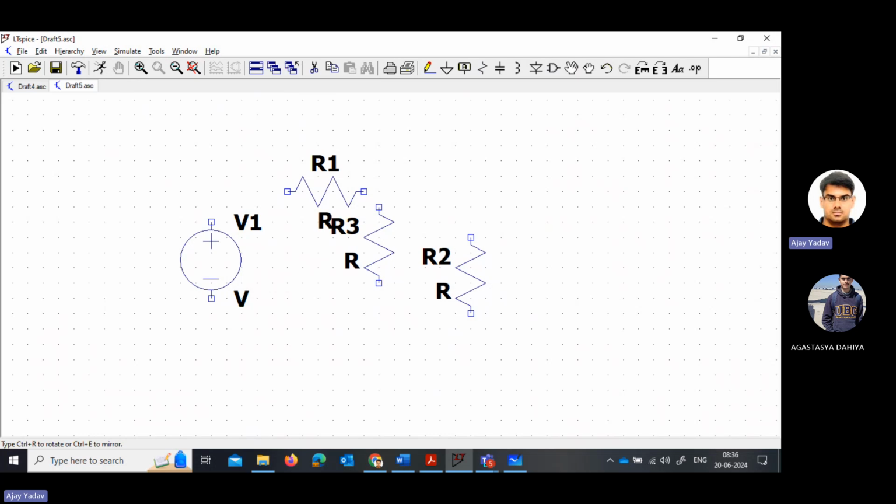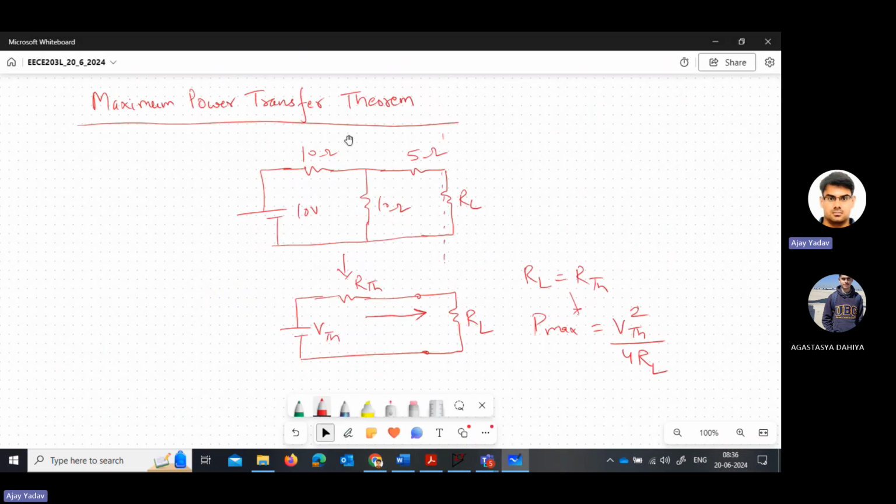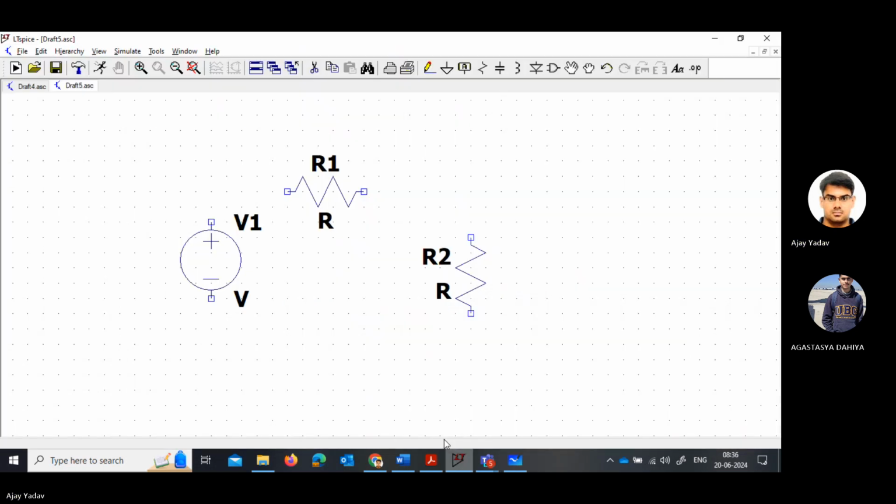So I'm taking a very simple circuit. You can take a somewhat complex circuit just like this also, so you can try with this circuit too. As of now, I have assumed that you have the VTH and RTH, and I will vary the value of RL and check for different values of RL. How the power across this load resistance varies accordingly, that we will verify.